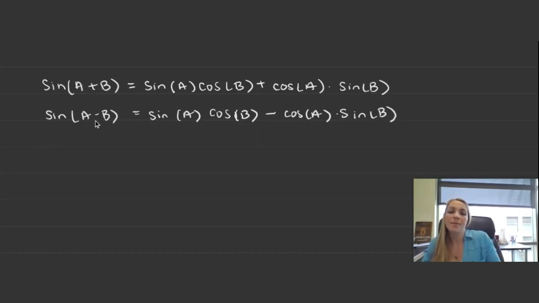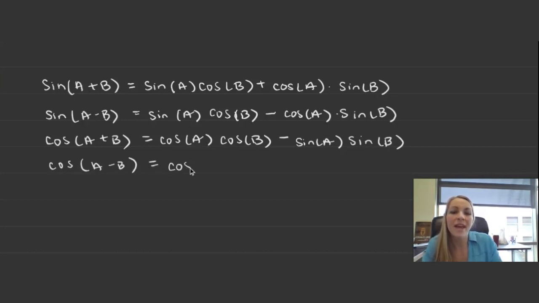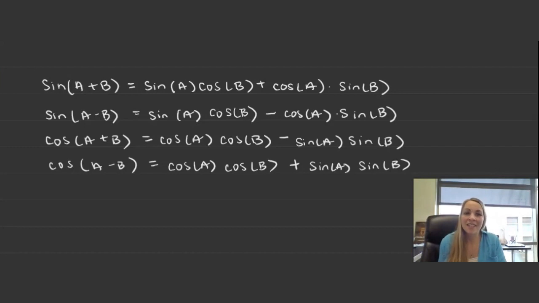Then there's addition and subtraction for cosine as well. So we have the cosine of A plus B equals cosine A times cosine B minus sine of A times the sine of B. The difference formula for cosine, so the cosine of A minus B, is cosine A, cosine B, plus sine of A, sine of B. These identities are definitely things that you're going to want to write down and be able to reference throughout this video. So pause for a moment if you need to do that.